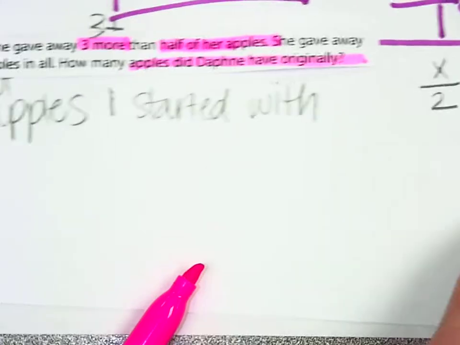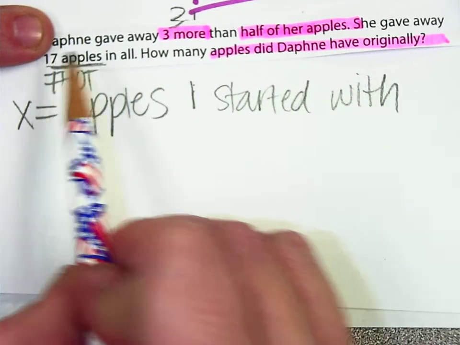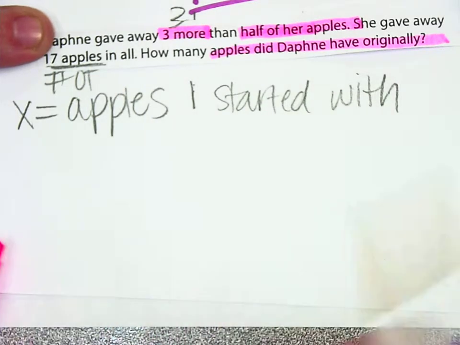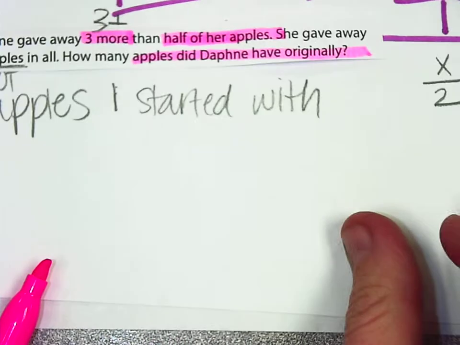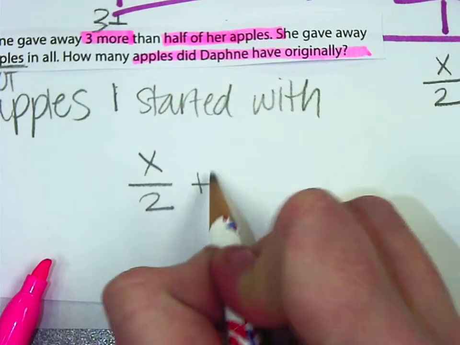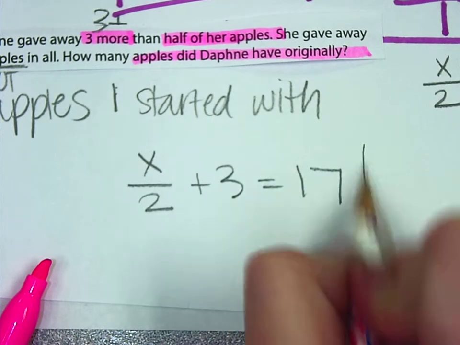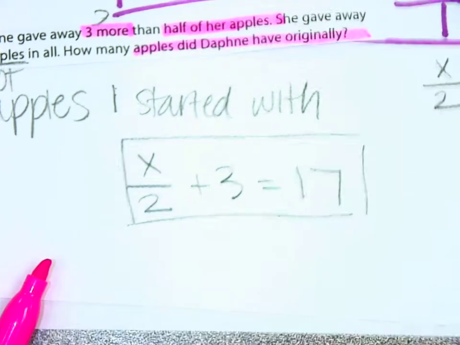Okay? And then it says over here that she gave away 17 apples in all. So that's going to be my equal. So I'm going to look at what I have over here. I have X over 2 plus 3 equals 17. And that is my equation.